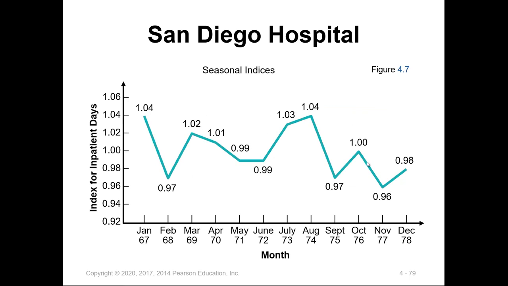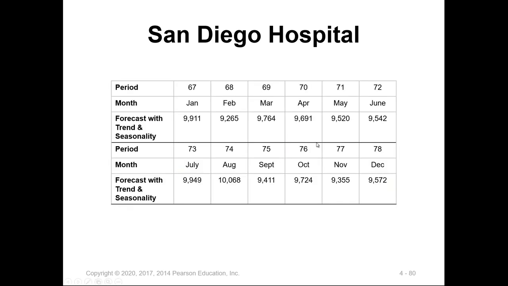Neither the trend data nor the seasonal data alone can provide a reasonable forecast for the hospital. Only when the hospital multiplied the trend-adjusted data by the appropriate seasonal index did it obtain a good forecast. So patient days will equal 9,530 multiplied by 1.04, and this is the index that we got for that month, and based on that we will have for the month of January 9,911.